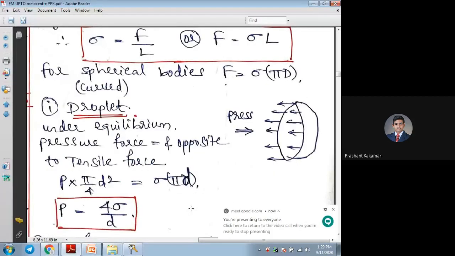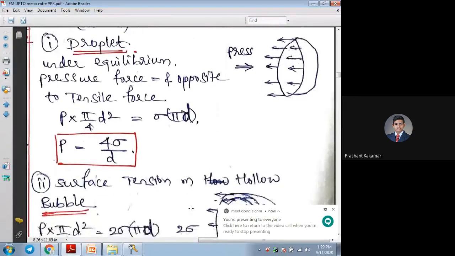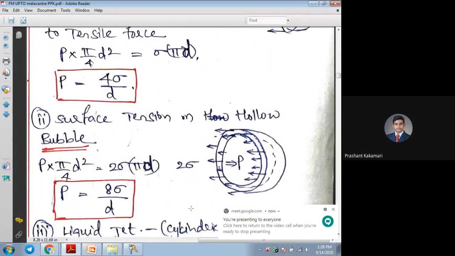Thank you. Next, as I told you, surface tension for the hollow bubble, you can assume in two forms. First form, take an example of liquid, as in daily life we see water. Take a spherical bubble of water itself and assume inside it is hollow, outside also it is filled with atmospheric air. And if inside it is hollow, it means it is not filled by vacuum or any other liquids. Yes, it may be filled with air only if it is hollow.